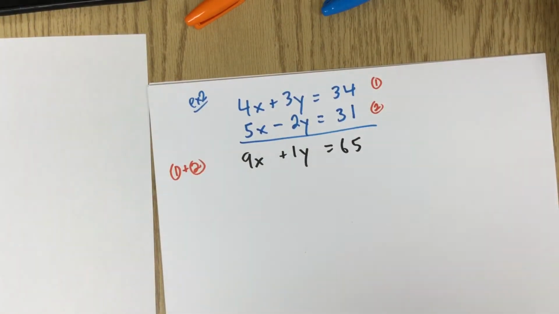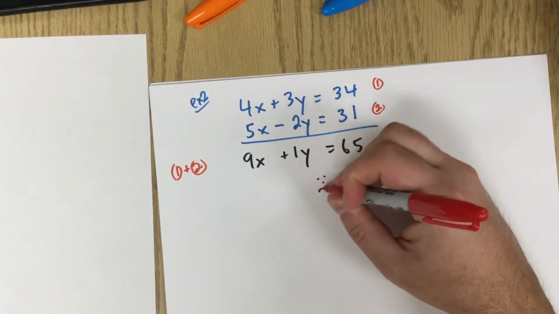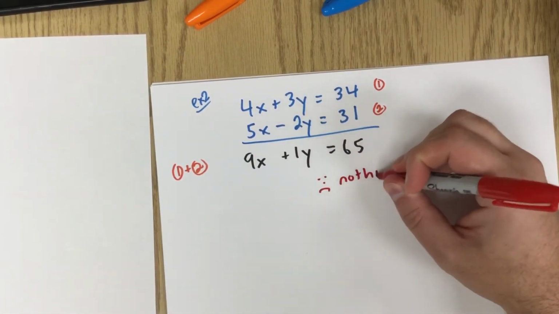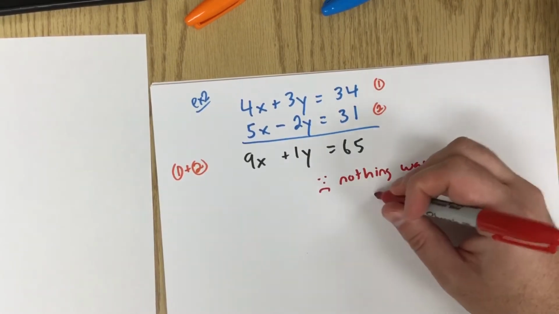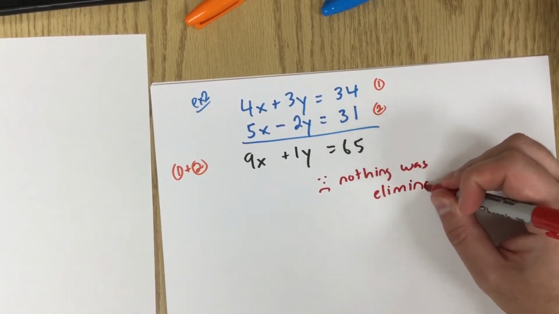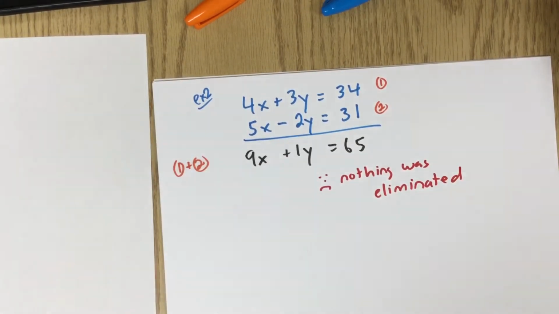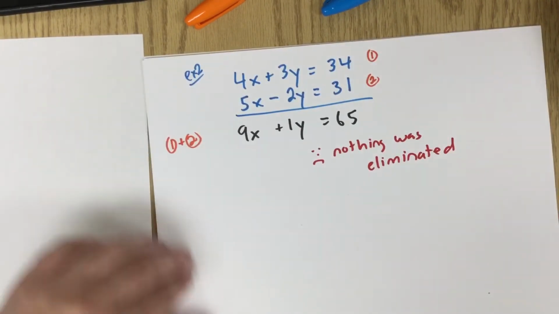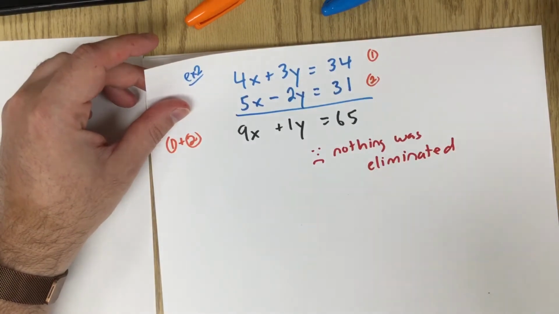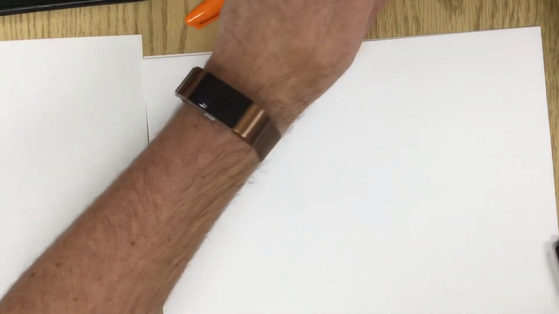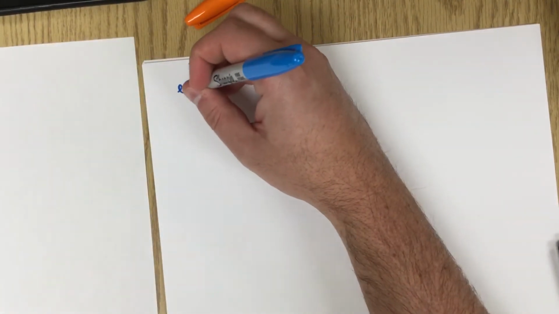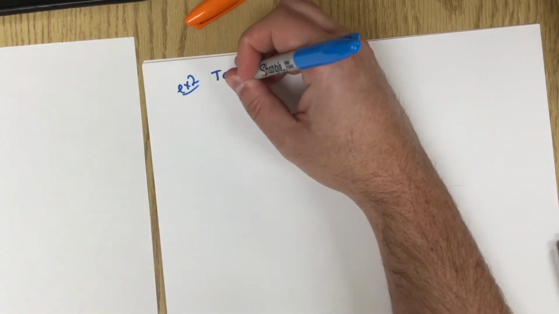But there's a problem because nothing got eliminated. Right? Because the x is still there and the y is still there, and we still have two variables and we still can't solve this. And so elimination was a pretty epic failure there. So we're going to try it in a different way. So example 2, take 2.